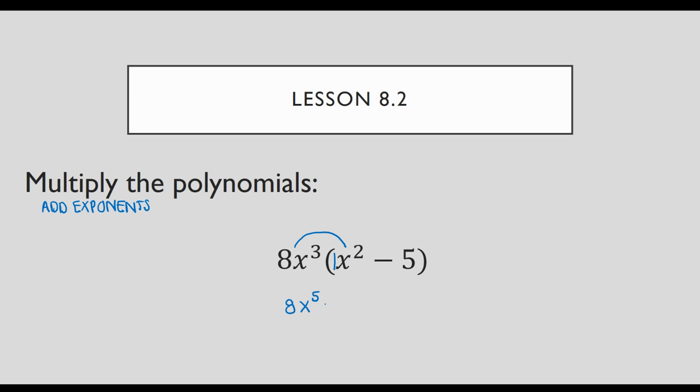I'm going to bring down that subtraction sign, and now I'm going to distribute that 8x to the third times 5. So 8 times 5 is 40, and that x to the third also gets distributed. Because there are no x's with the 5, the x to the third is going to stay as it is. These are not like terms. 5 is bigger than 3 as far as exponents, so it is in standard form. So this is my answer.